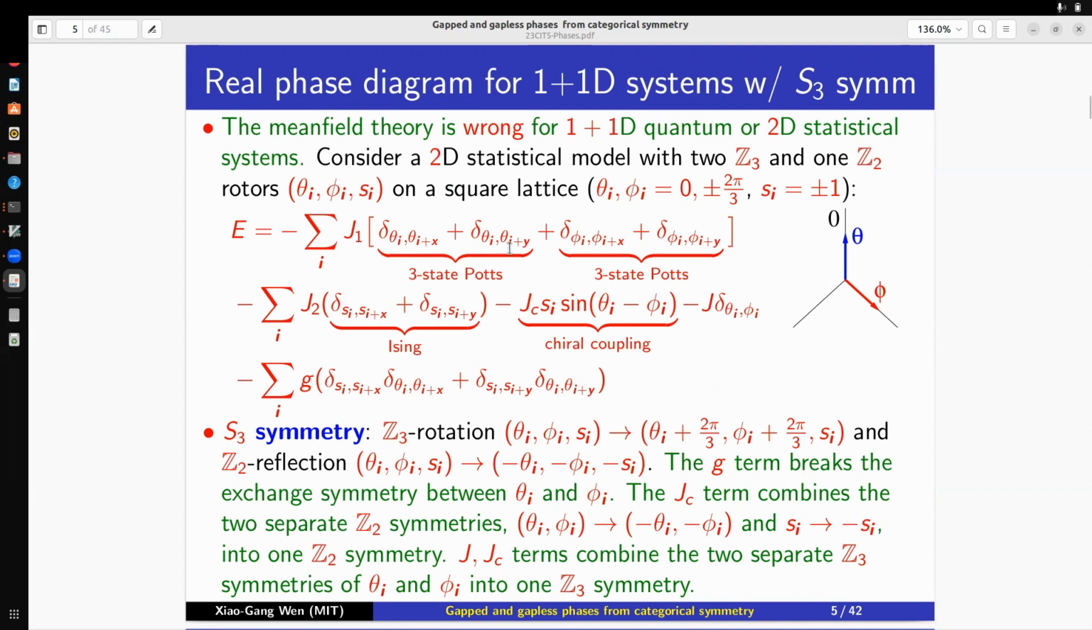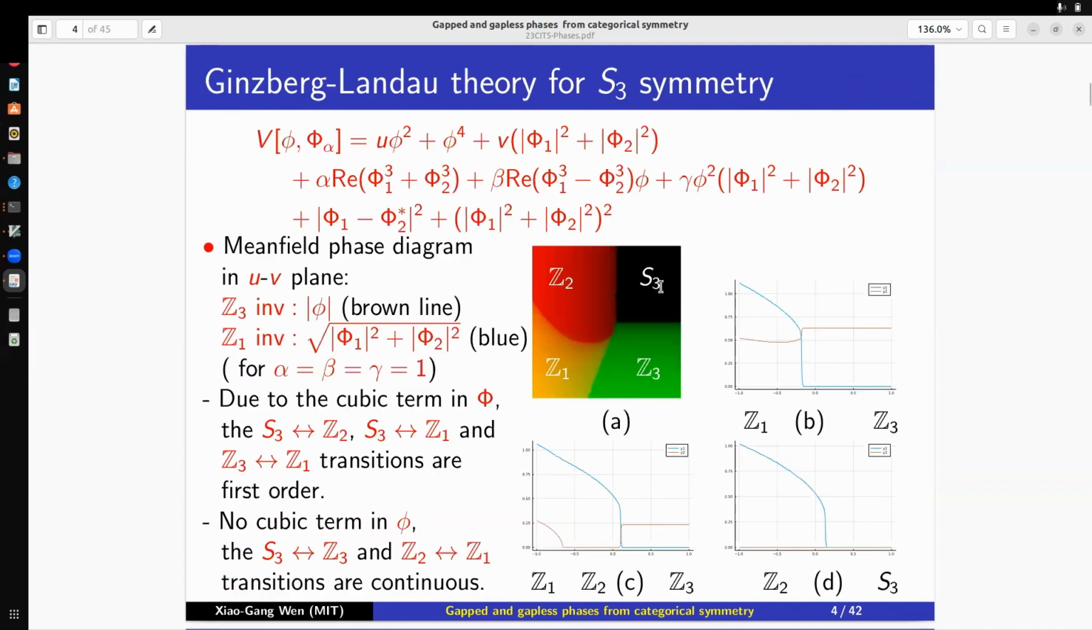Just one Z3 rotor, just this part. If you do this one Z3 rotor, clearly at high temperature we have a disordered phase. The rotor just goes over all directions. At low temperature, the rotors become ferromagnetic, all pointing in the same direction. And this is the standard Potts model, and this Potts model has a continuous transition. But this transition does not go from S3 to Z1, although it's ferromagnetic. When the rotor gets pointed in one direction, it has a remaining Z2 symmetry. The reflection symmetry is not broken.